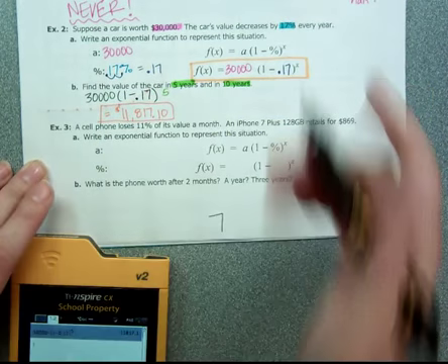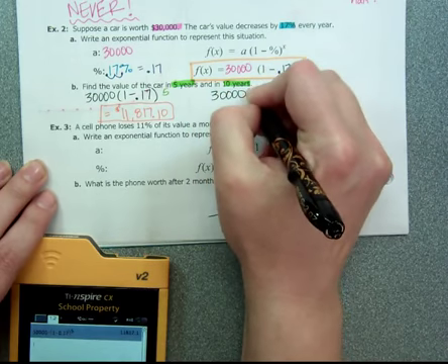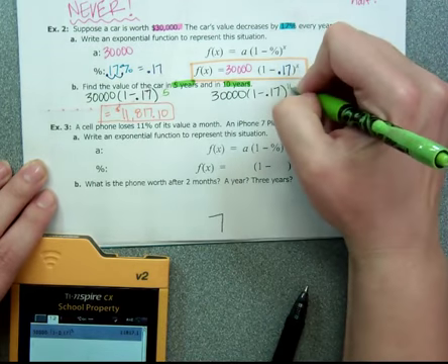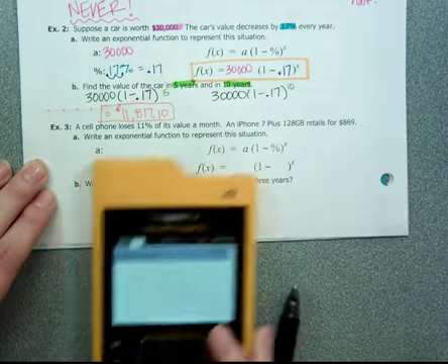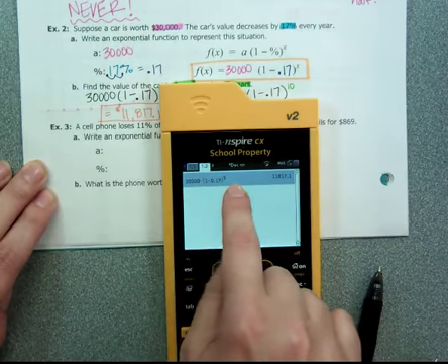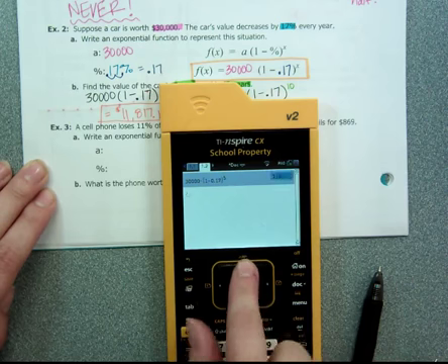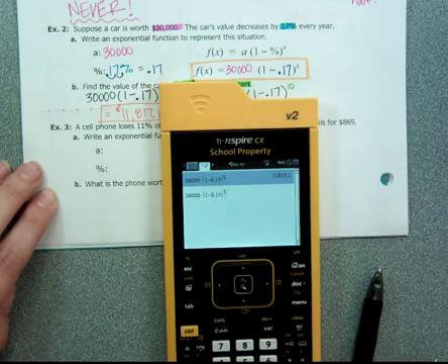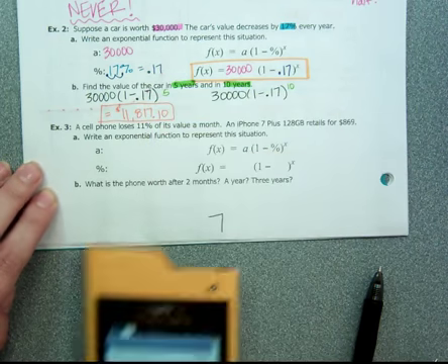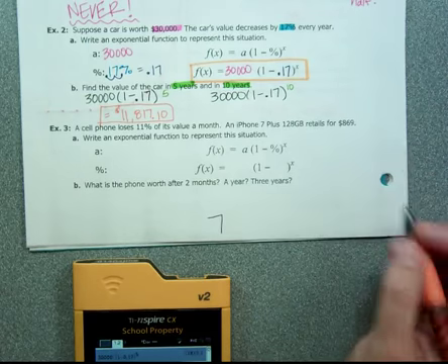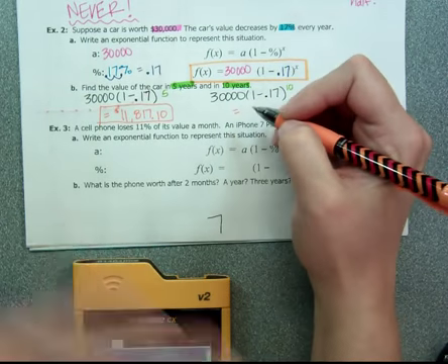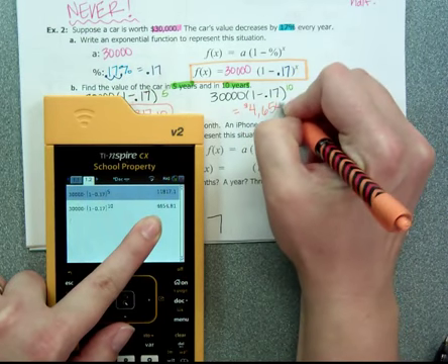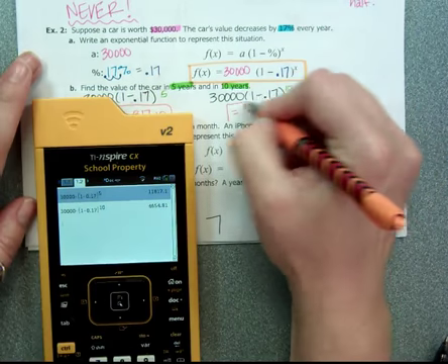Okay, now I'm going to take the same thing, 30,000 times 1 minus 0.17 to the 10th power. So I just need to take the same thing and change that 5 to a 10. So I'm going to copy it, up, enter, and I am going to change that 5 to a 10. So that gives me $4,654.81.